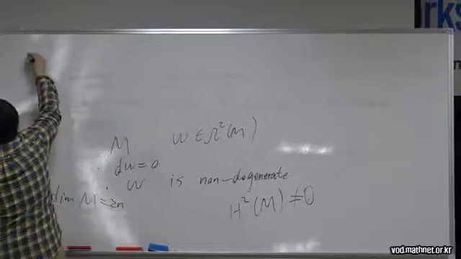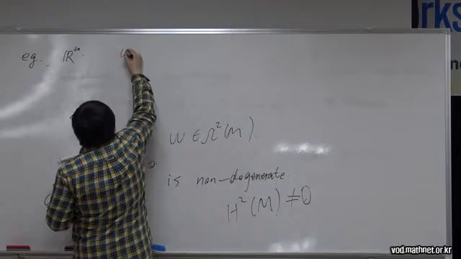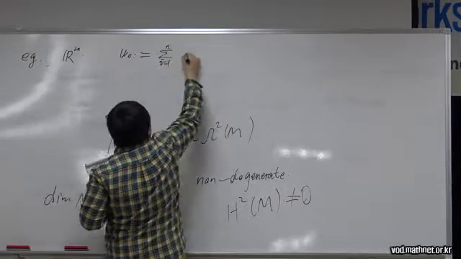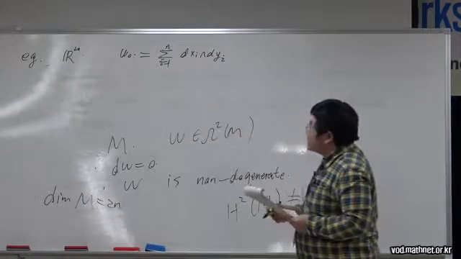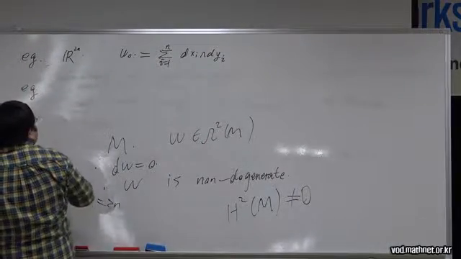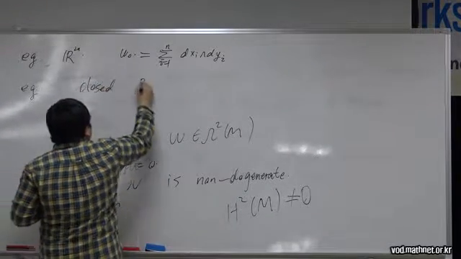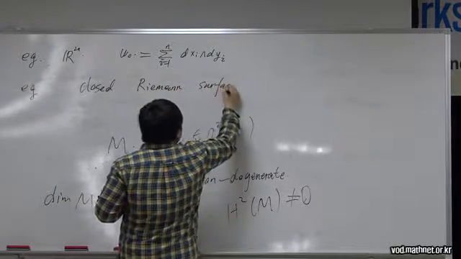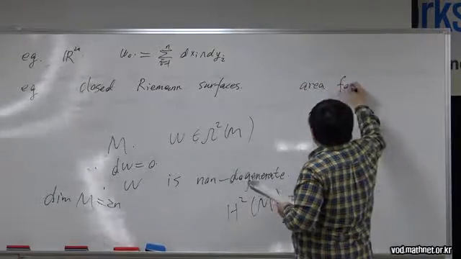Let's see some examples. For example, R2, we have the standard form dx wedge dy. This is a standard symplectic manifold. Another one is any closed Riemann surface, and the form is given by the area form.